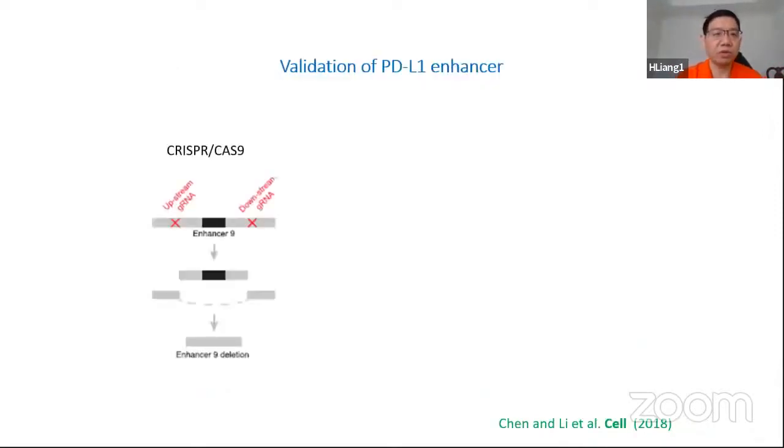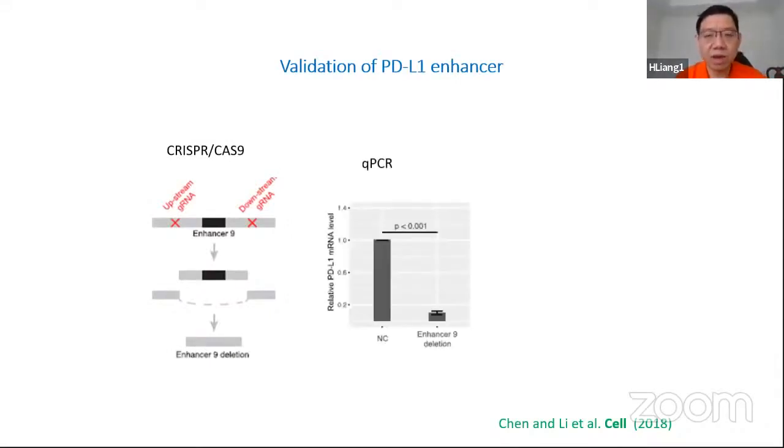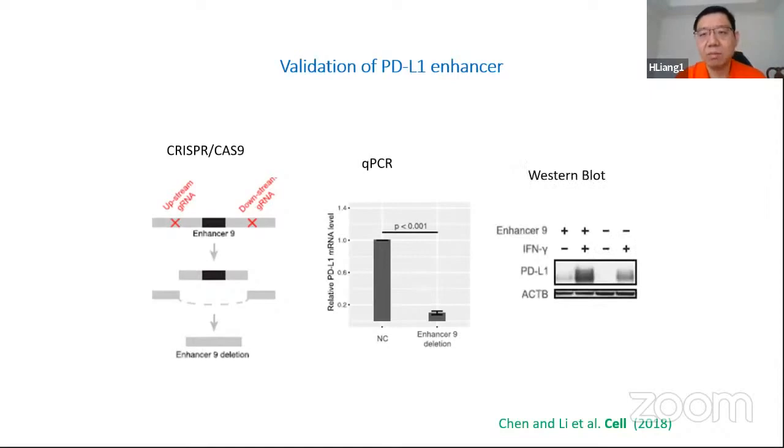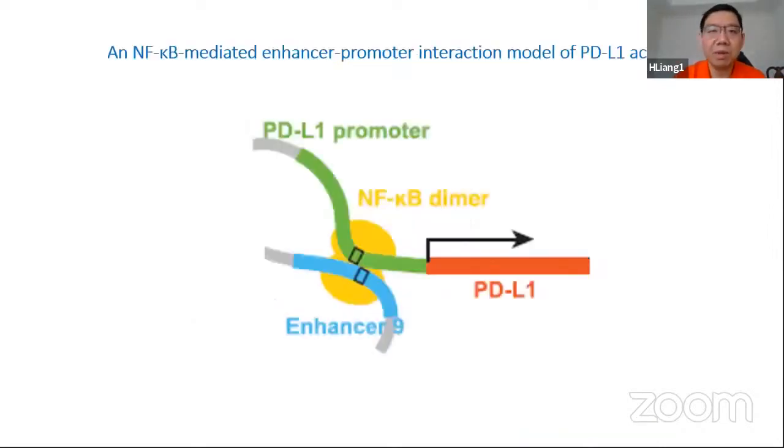So we introduced double CRISPR knockout, so we can delete that enhancer 9 we inferred from the genome. And indeed, you see in the qPCR, after you delete that enhancer 9, you see a substantial reduction of PD-L1. In Western blot, you see the same thing, even with interferon gamma, you still see a substantial reduction of PD-L1. And then based on that, we can further propose an NF-kappa B mediated enhancer promoter interaction model.